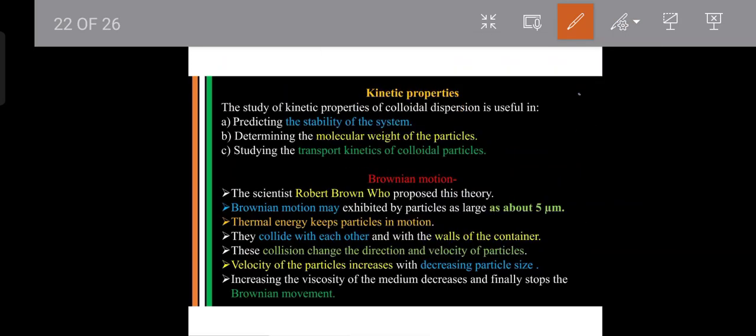So the first one is Brownian motion. There is a little bit of concept regarding Brownian motion.